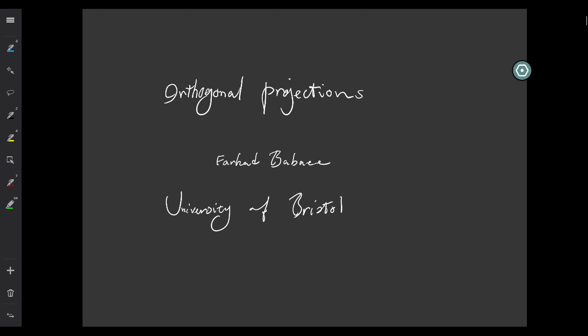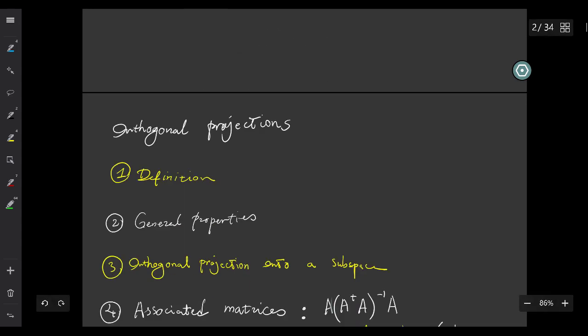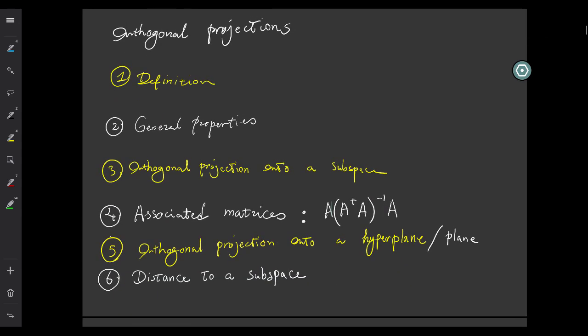Hi everyone, this session covers the topic of orthogonal projections. So what we will do is to go through the definition and consider the general properties. We look at orthogonal projection onto a subspace, and in section 4, we look at associated matrices.